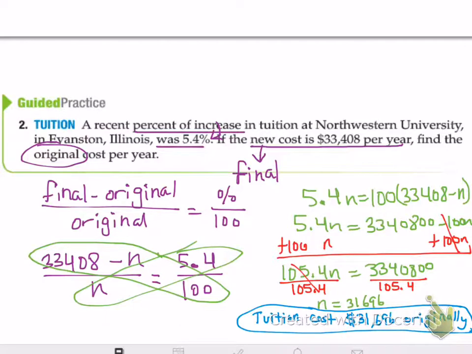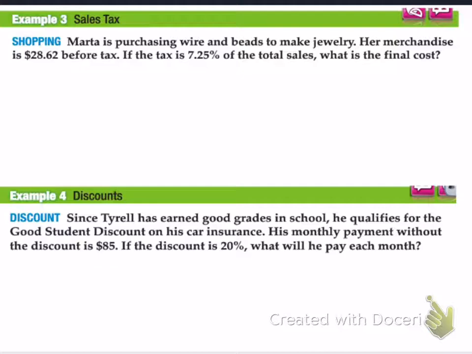Okay, I'm going to go down to the final two, and I'm actually going to choose one of them, and you can do the last one on your own. It says Marta is purchasing wire and beads to make jewelry. Her merchandise is $28.62 before tax. If the tax is 7.25% of the total sales, what is the final cost?